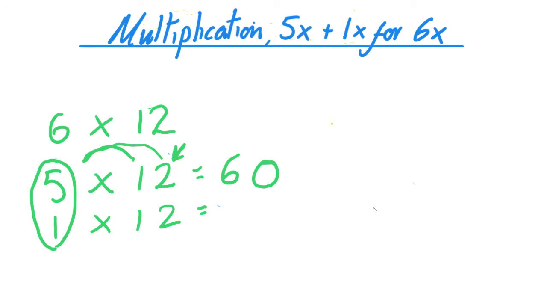And then we've got 1 times 12, which is 12. We put those two answers together, and we've got our 6 times 12, which is 72.